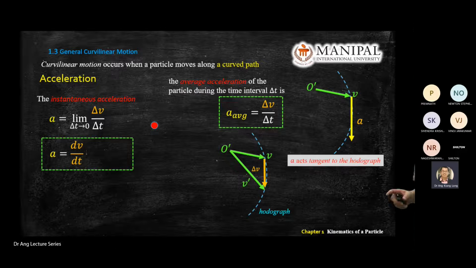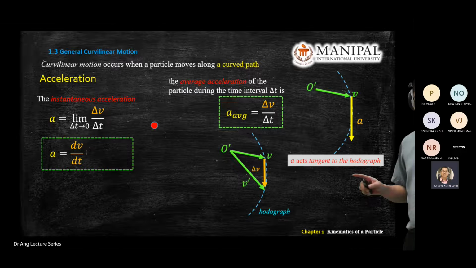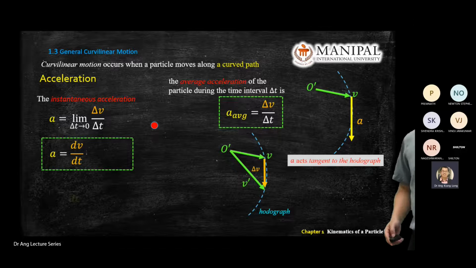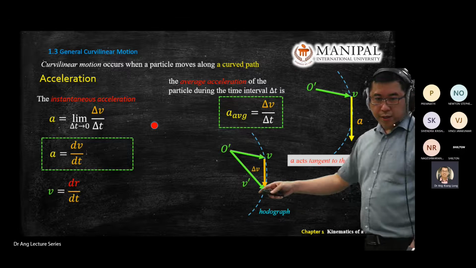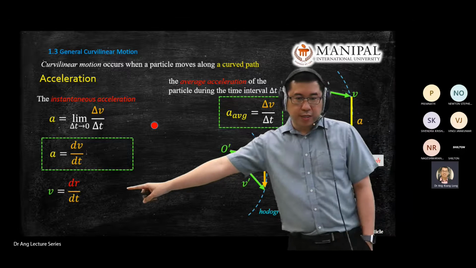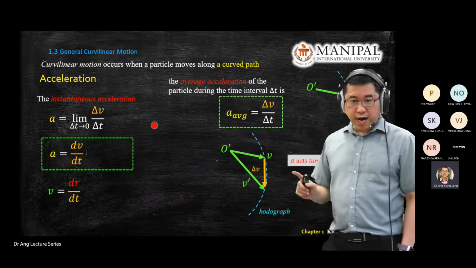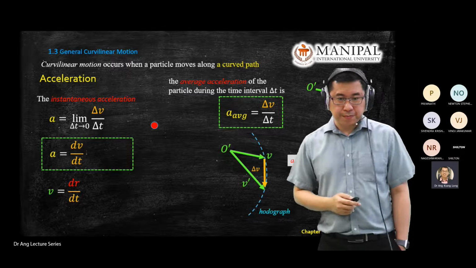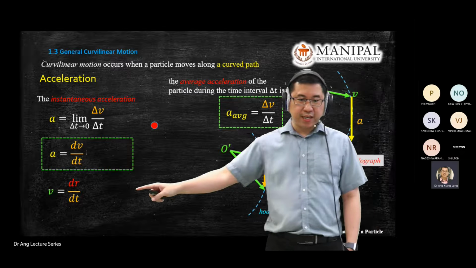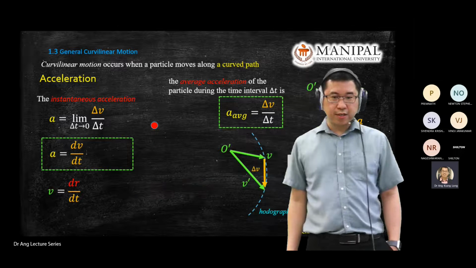And yeah, so this is just a side note. Just in case you forget in your revision, I put a side note here. Okay, then recall what we learned just now. V equal to dr/dt. dr is a displacement. So we try to link dr in this equation.